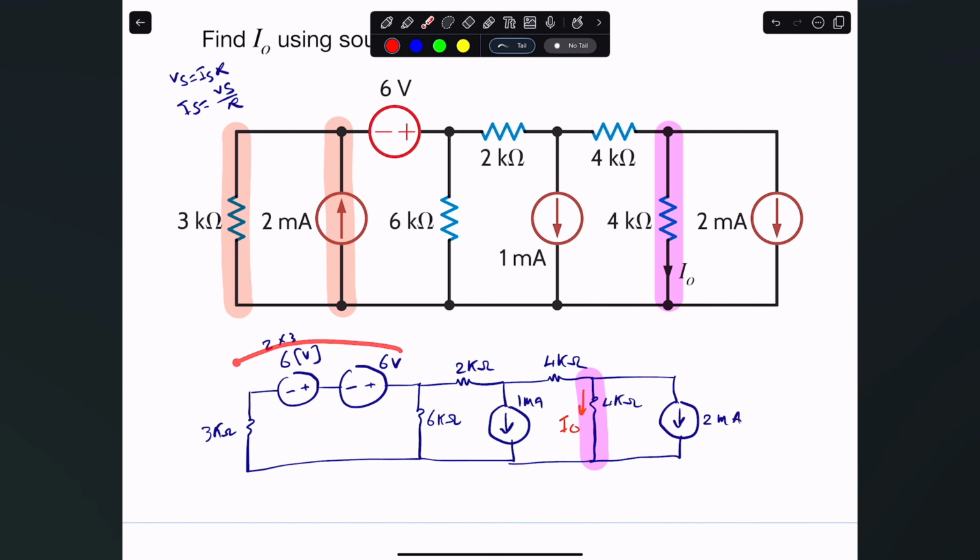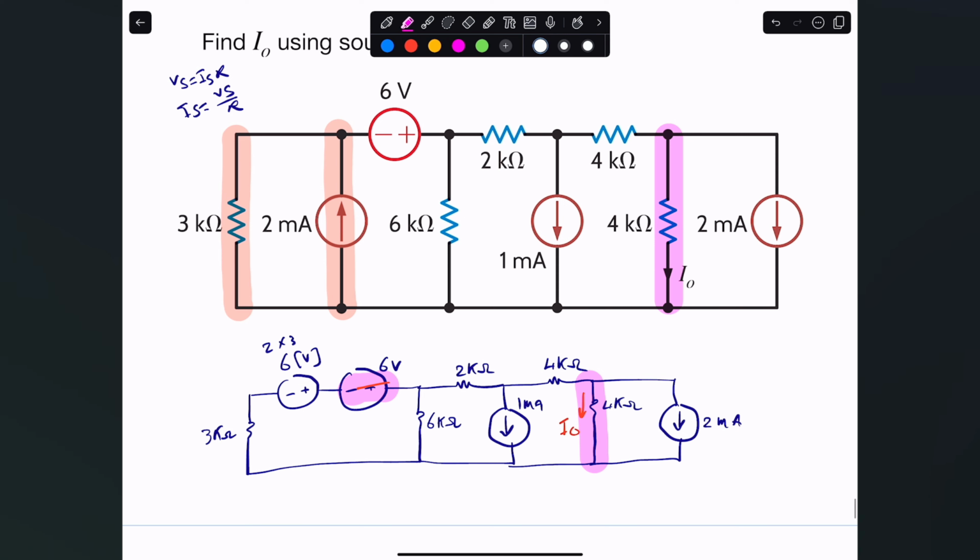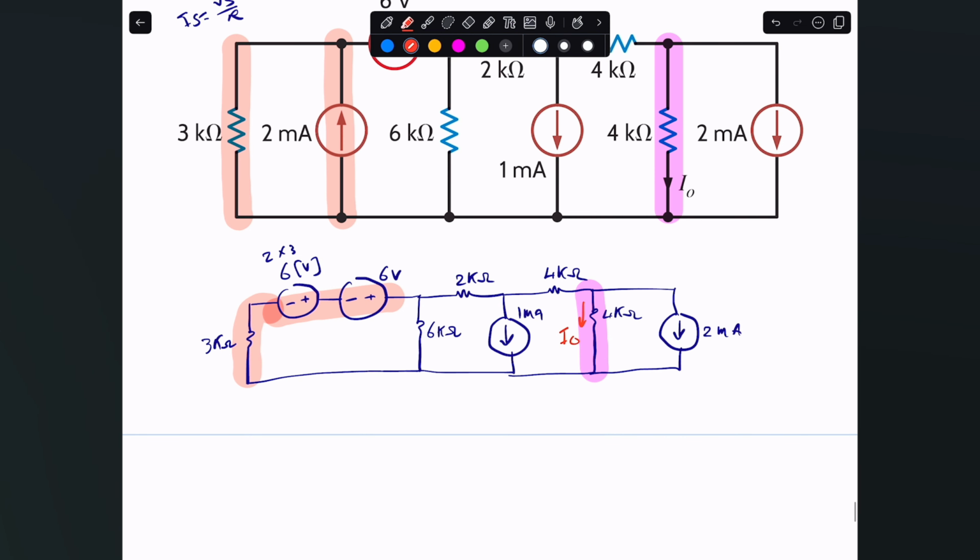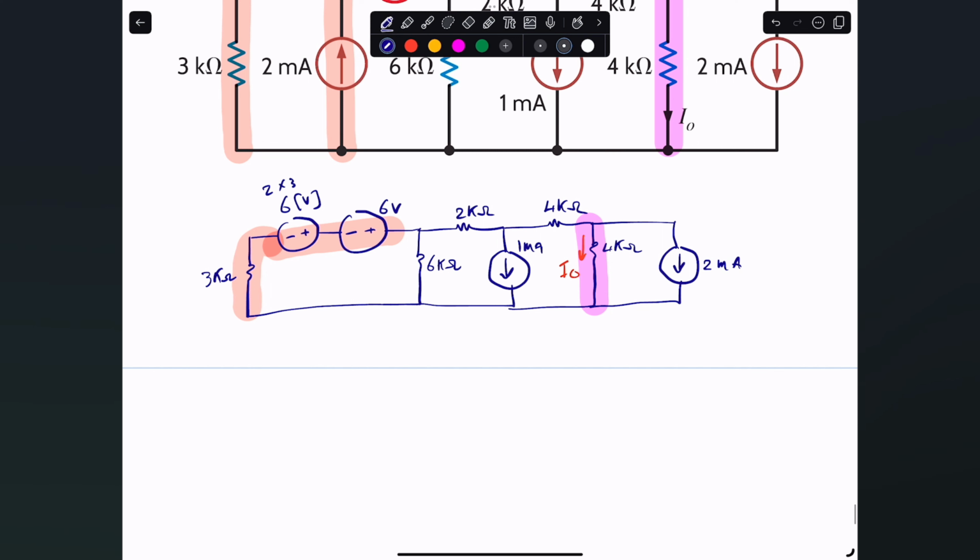So we take a look at these in here. These 2 6s can be combined into 12 because they're in series. Think about them as 2 batteries in series. So 6 and 6 is 12, and they can be converted to a current source with that 3 kilo ohms. In the next result, I'll add the 6 to the 6 and make them 12, and I convert that resulting 12 and the 3 kilo ohms into a current source.